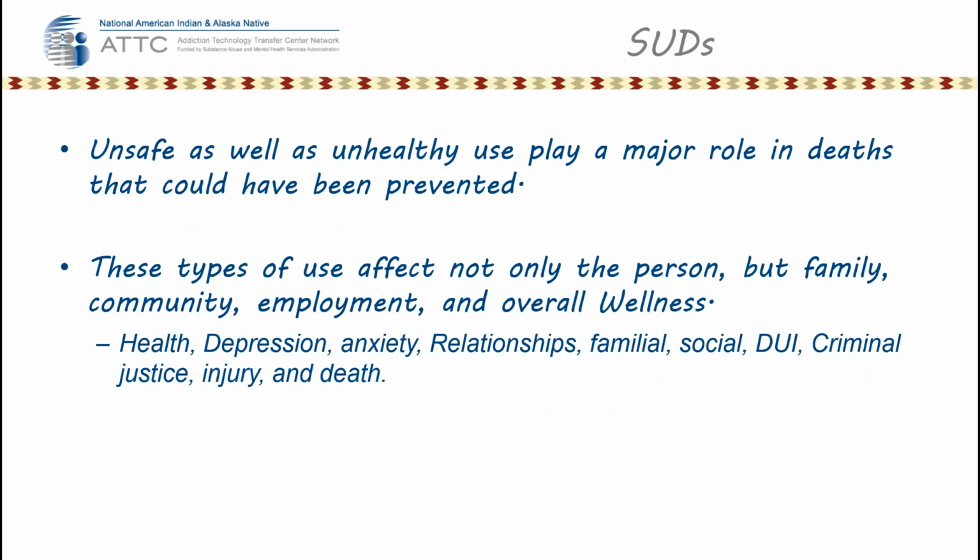Remember to let them know that alcohol or drugs are unsafe, that they play a role in deaths many times that can be prevented, and that it not only affects themselves but also family, community, their employment, and overall wellness. A lot of people may not always understand what it's doing to their family or how they feel about it. Many times, like the children, there could be some kind of sense of shame. With a spouse or loved one, they might be very concerned.